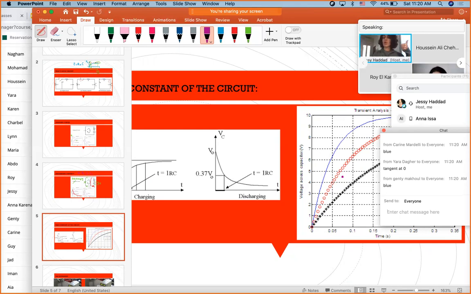Genti is saying the blue graph has a bigger tau. Karine as well. Yara as well. All the girls are saying blue. Boys, do you agree? So the question is, which graph has a bigger tau? Hussein does not agree. Sure, the girls agree for blue and the boys agree for black. Think again, people. Roy is saying black.